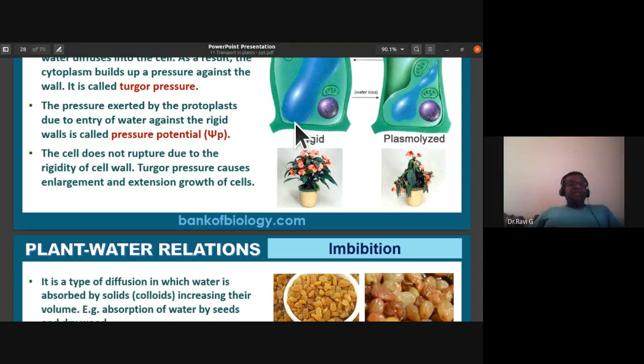Turgor pressure causes enlargement and extension growth of cells. Both take place. So turgor pressure causes the enlargement and extension growth of cells. That is taking place here.